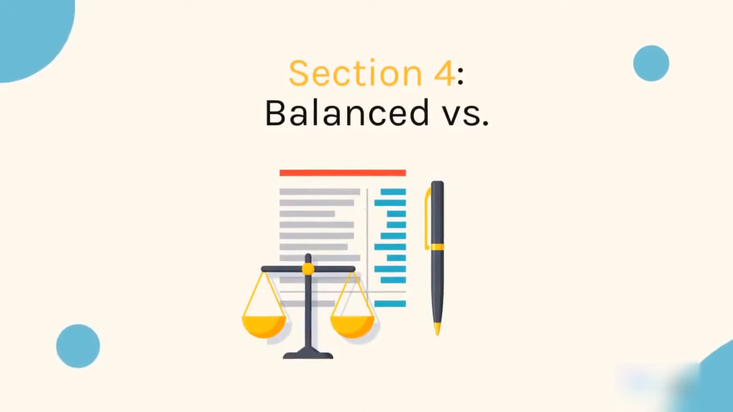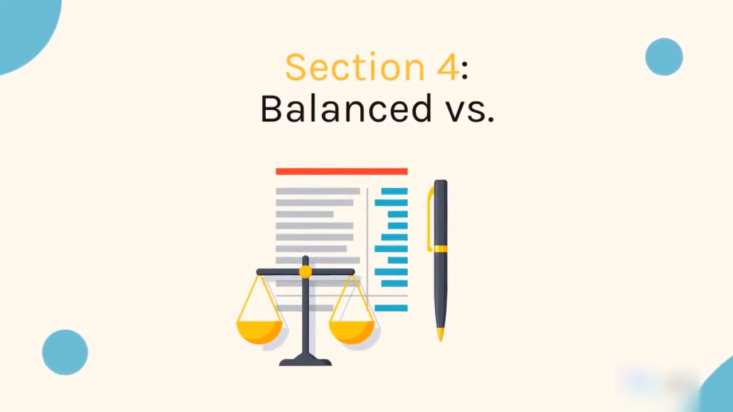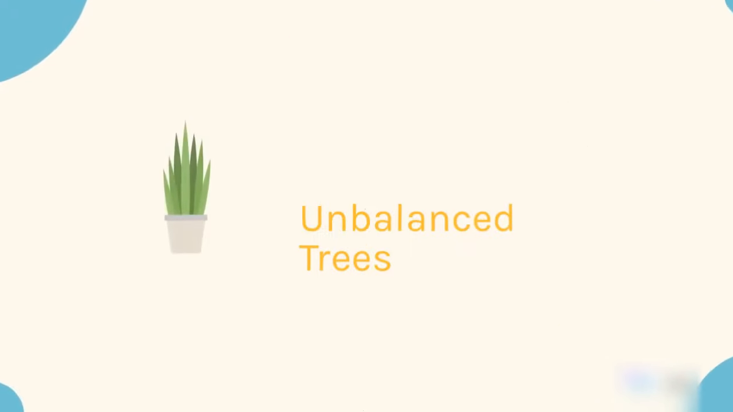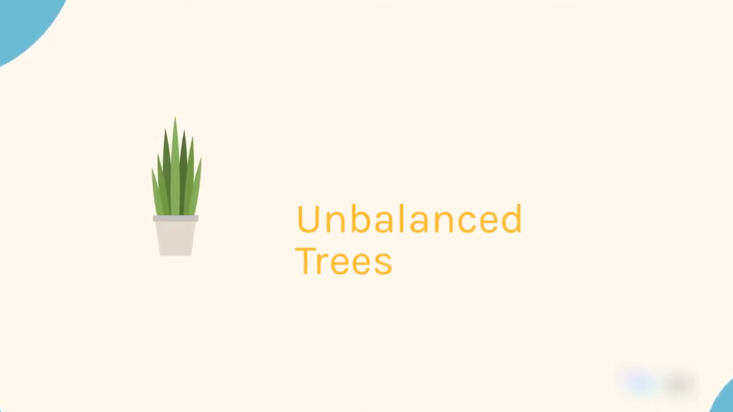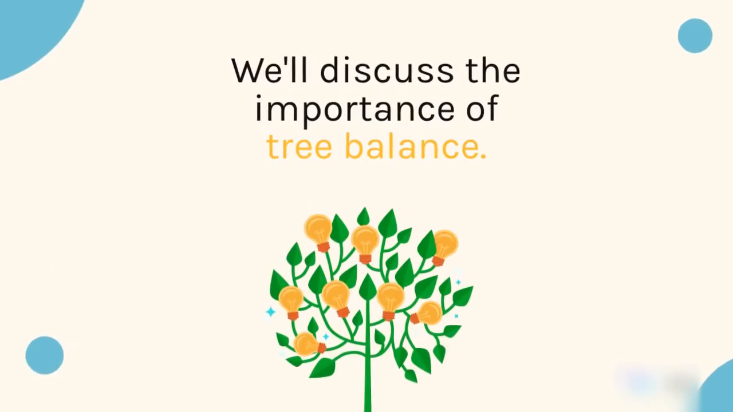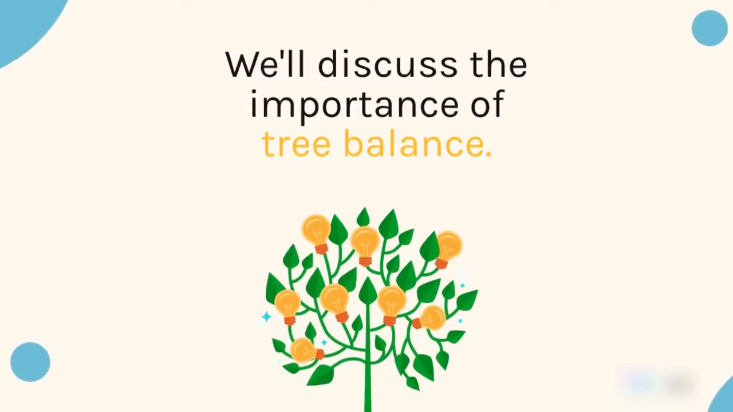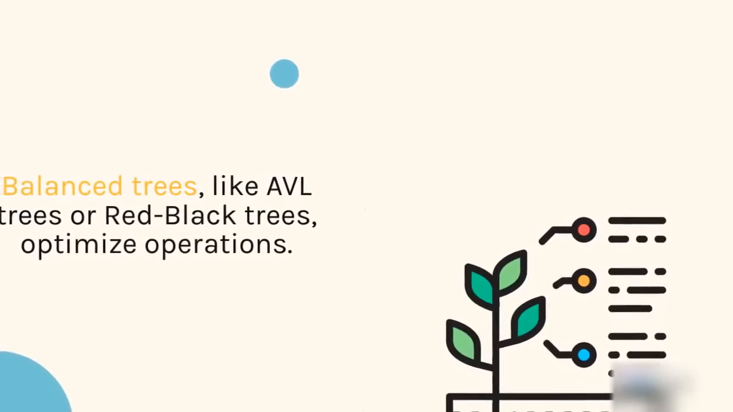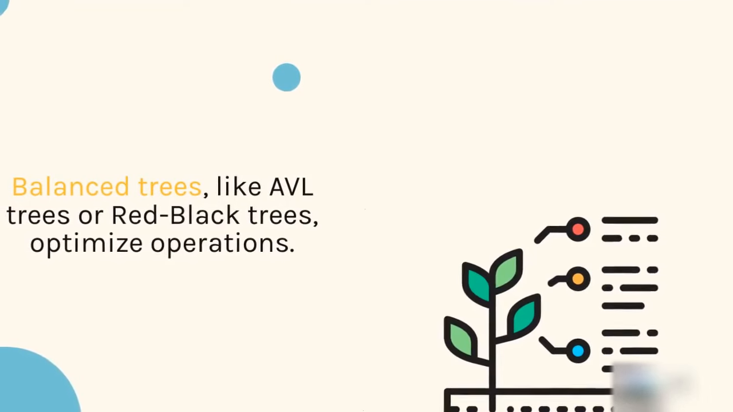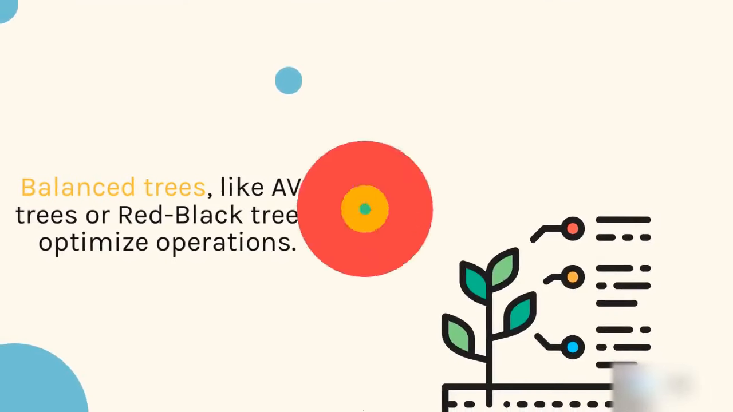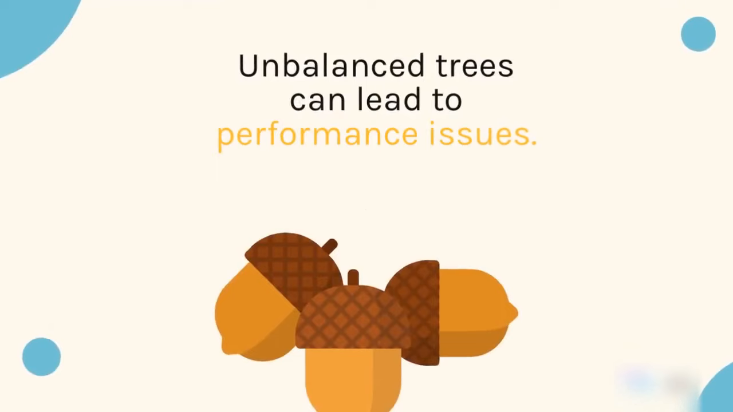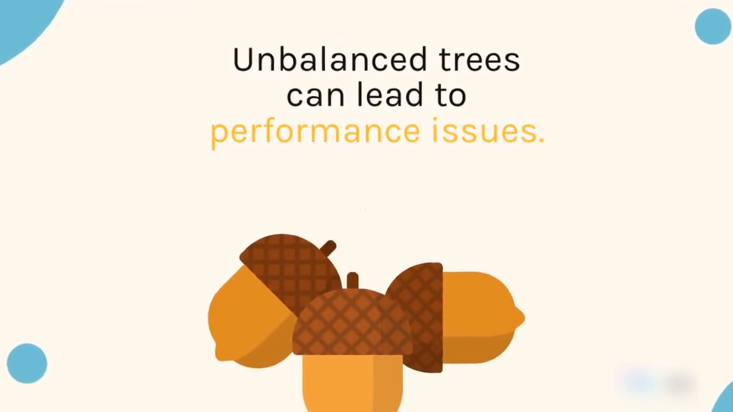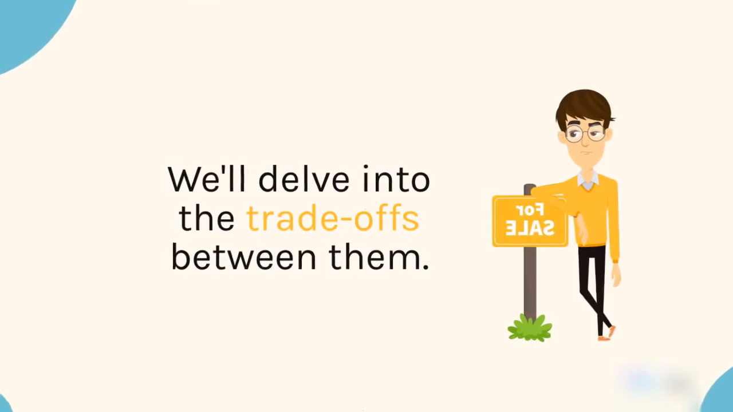Section 4: Balanced versus unbalanced trees. We'll discuss the importance of tree balance. Balanced trees, like AVL trees or red-black trees, optimize operations. Unbalanced trees can lead to performance issues. We'll delve into the trade-offs between them.